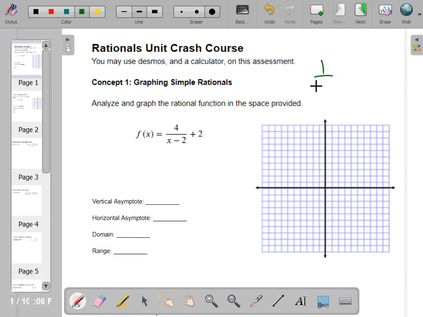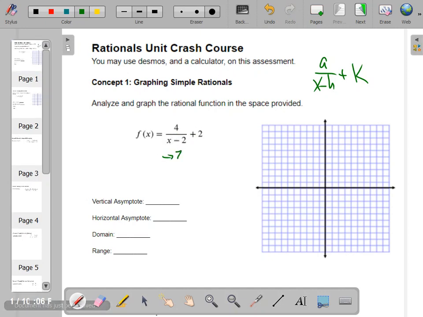They all look like, it doesn't have to be one, I guess I could say some value over x minus h, plus k. These move the same way as any other function moves. So if I see an x minus 2 on the inside of parentheses, that means it's going to go right 2 and up 2. Now, what's actually moving right 2 is the vertical asymptote.